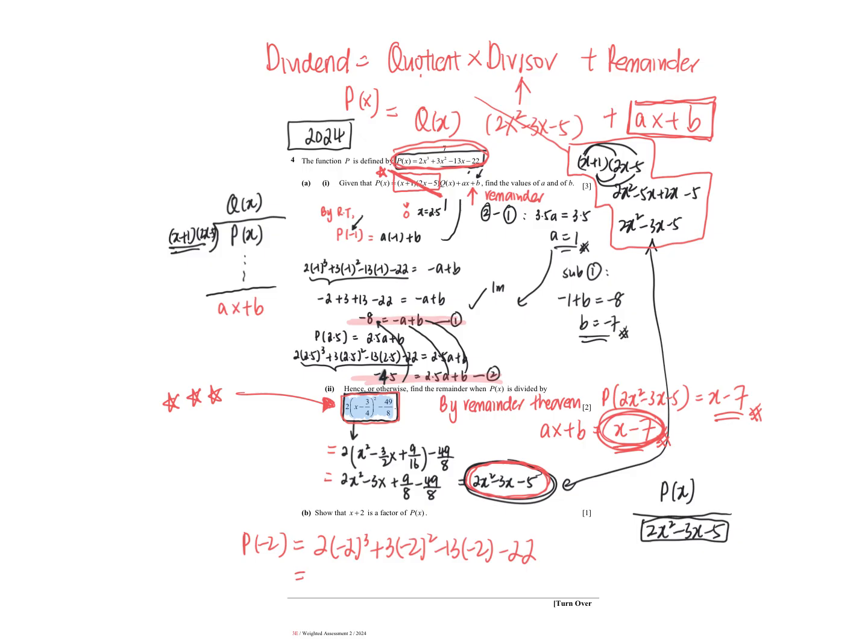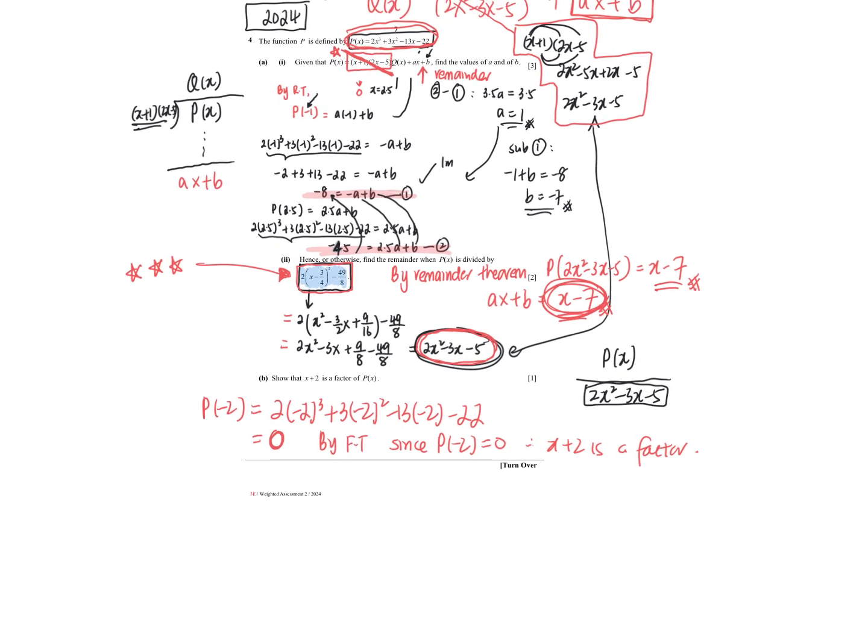Yes, okay, I will go through part 2 again. You give me some time. So once you show that this is 0, you do factor theorem. Since p of negative 2 is 0, therefore x plus 2 is a factor. If you don't want to, you do long division, show me remainder is 0, same thing. Okay, part 2 I will explain one more time.